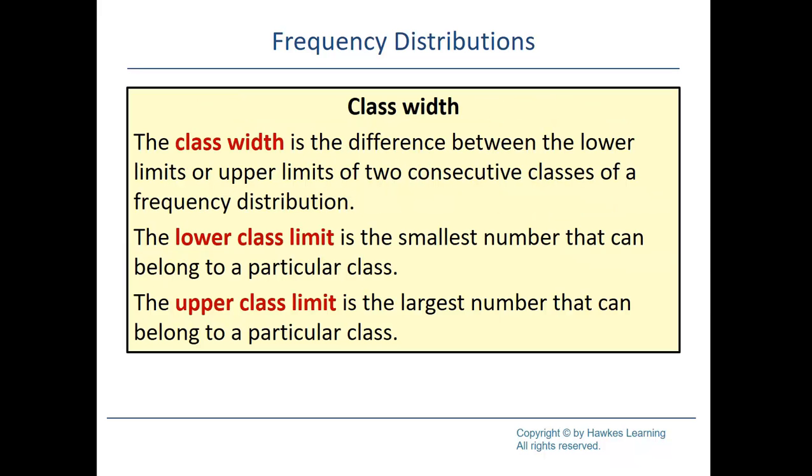Now, I used some words already in there. Class width is basically the difference between the lower or upper limits of 2 consecutive classes. And I also used the words lower class limit and upper class limit. When you're looking at a grouped frequency distribution, these are the lowest number in the class and the highest number in that class, the way you're grouping them together.